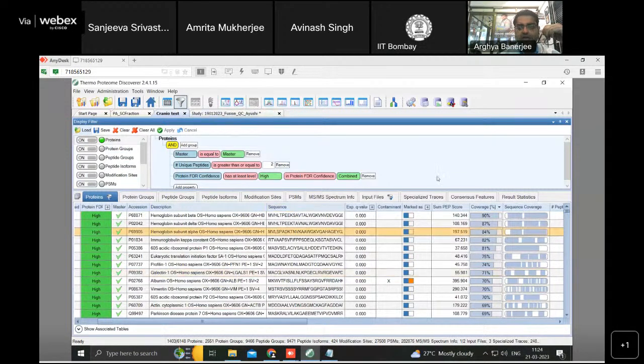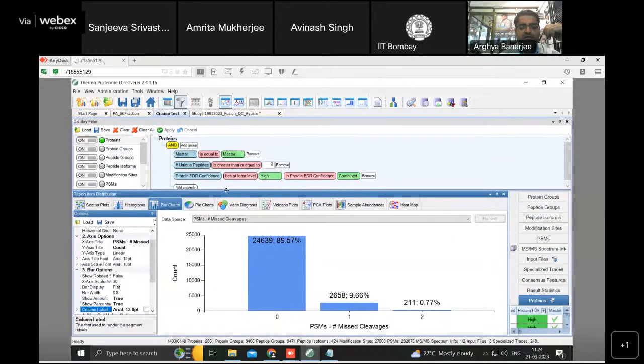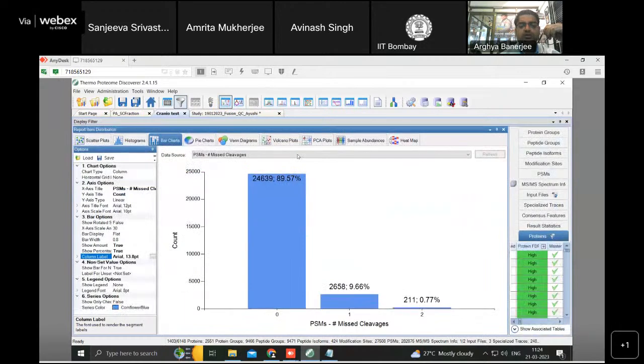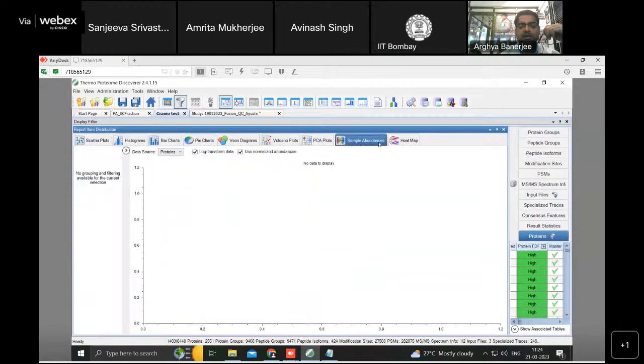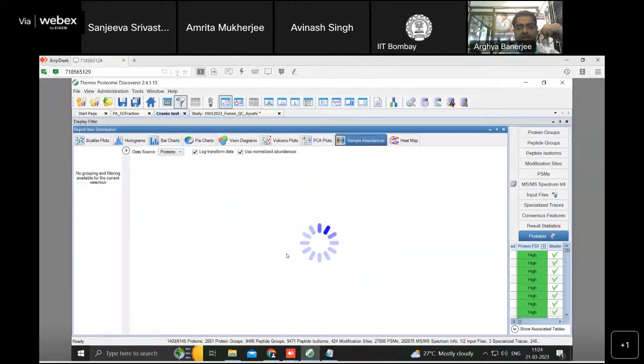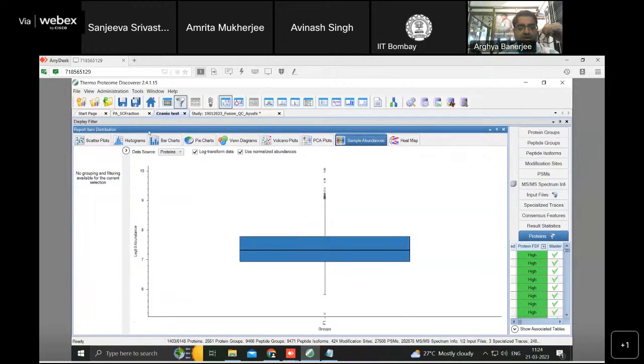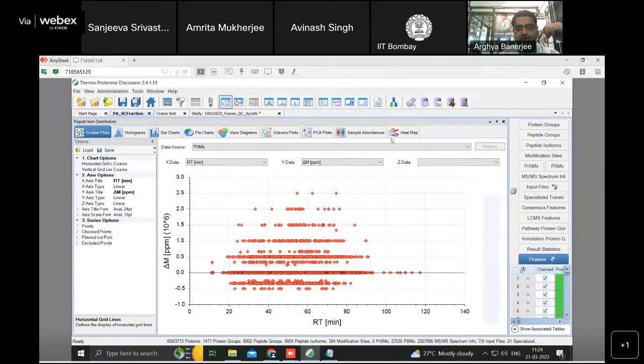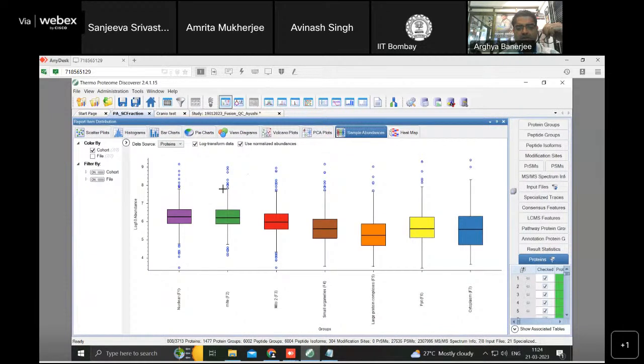Now I come to the visualization of the data. In the visualization of the data, first of all, how do you know it is good or bad data, whether the abundances are right, whether the sample run has been optimized or not. So this is the format. I will just go one by one. So this is how it looks.